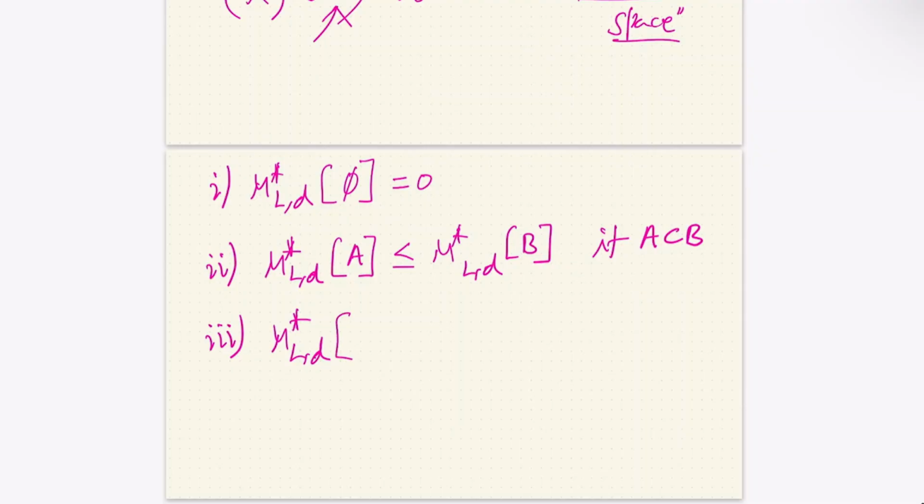Mu star Lebesgue of A plus a, where a is a singleton element. You understand the set A, and this is the element a. A plus a means you are adding the element a to every element of A. So what could it be? You can answer me right now.